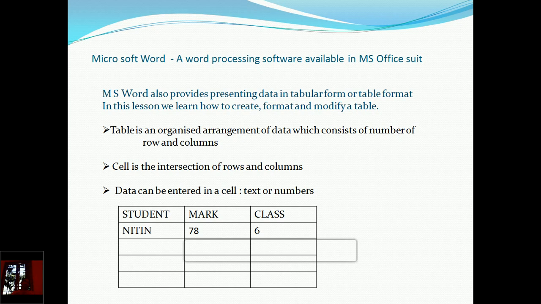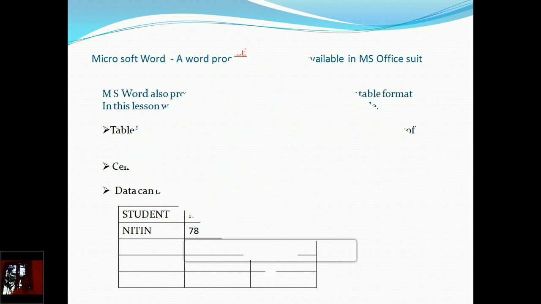There is a table given just below. In this table we have three columns: student column, mark column, and class column. It also has 5 rows. The first row is the labels, that is, student, mark, class. In the second row, the student name, mark and class are given, and the third row is empty, and likewise the fourth and fifth rows are also there. We can enter further information about the other students. So it is a table. It consists of rows and columns.